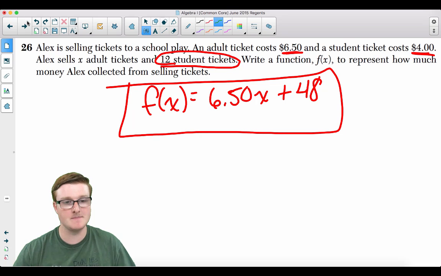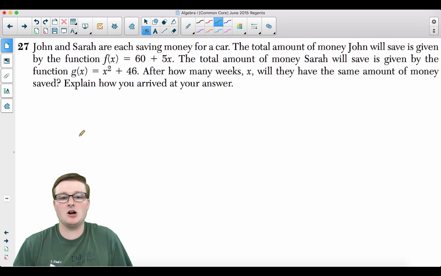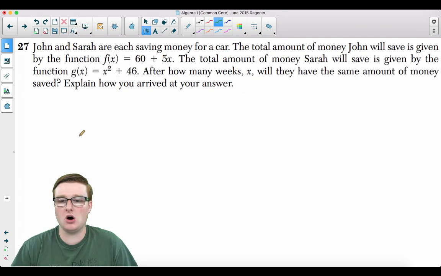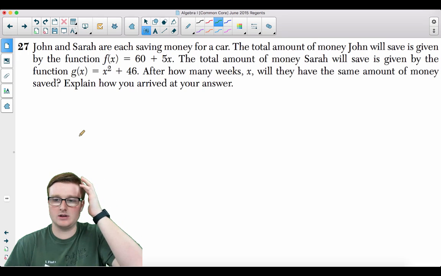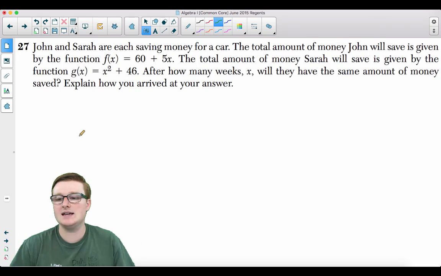Moving on to 27. John and Sarah are each saving money for a car. The total amount of money John will save is given by the function f of x equals 60 plus 5x. The total amount of money Sarah will save is given by the function g of x equals x squared plus 46. After how many weeks, x, will they have the same amount of money saved? Explain how you arrived at your answer.